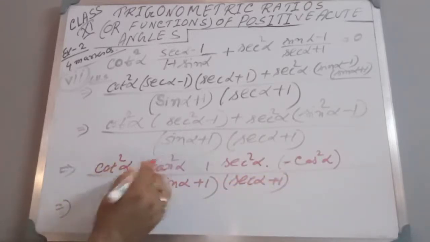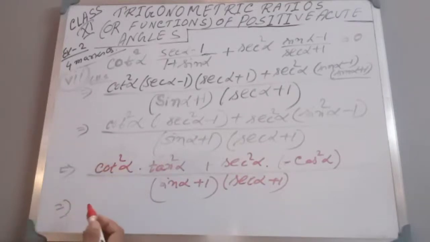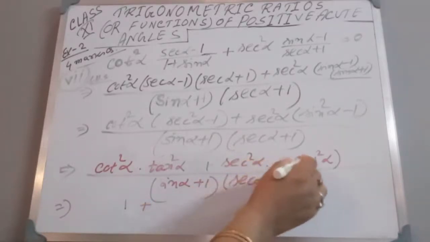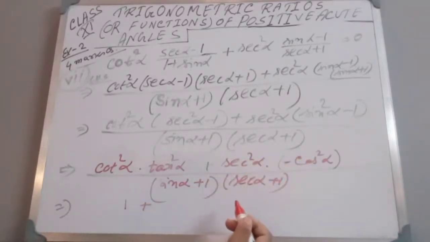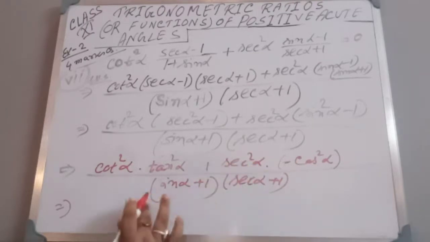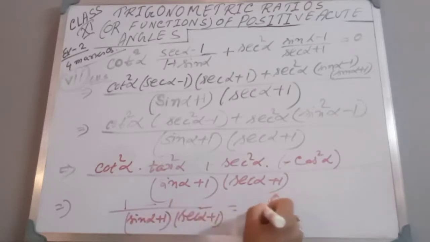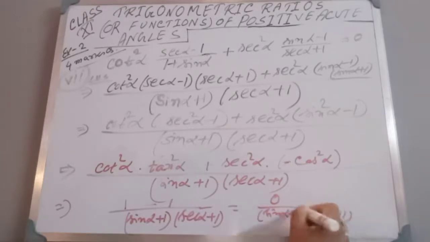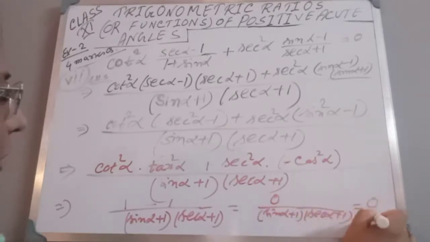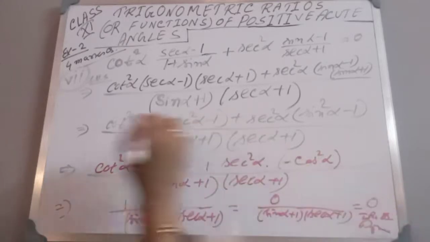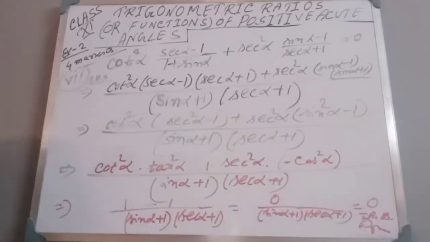So cot square alpha into tan square alpha, we know cot alpha and tan alpha are reciprocal, so it gives us 1. Plus sec square alpha and cos square alpha, also cos alpha and sec alpha are reciprocal, so it will be plus minus minus, so we can write minus 1 here, divided by sin alpha plus 1 into sec alpha plus 1. So 1 minus 1 gives us 0, and 0 divided by sin alpha plus 1 into sec alpha plus 1 gives us 0, which is equal to the right hand side. Proved. Coming to the next sum.